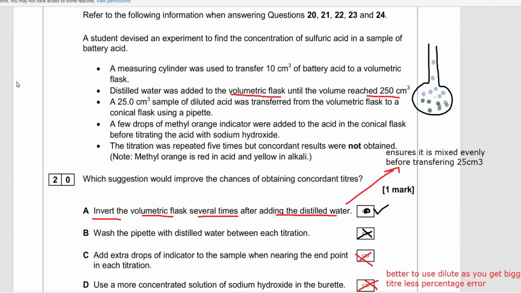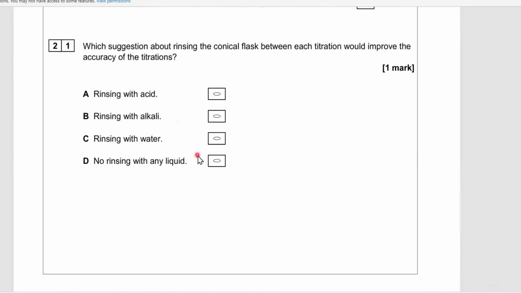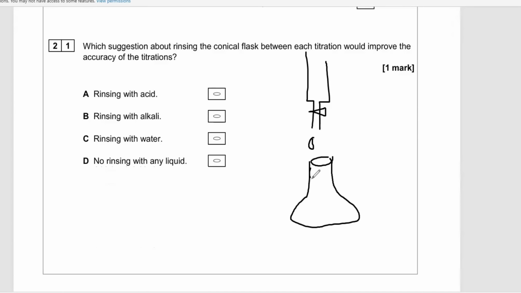Which suggestion about rinsing the conical flask between the titration would improve accuracy? Should you rinse the conical flask with acid? Not sure about that. If you rinse it with acid, you're just adding more moles of acid to the flask. That's going to screw things up. If you rinse with alkali, you're going to get a reaction, neutralization. It's going to screw things up. You're going to rinse with water.